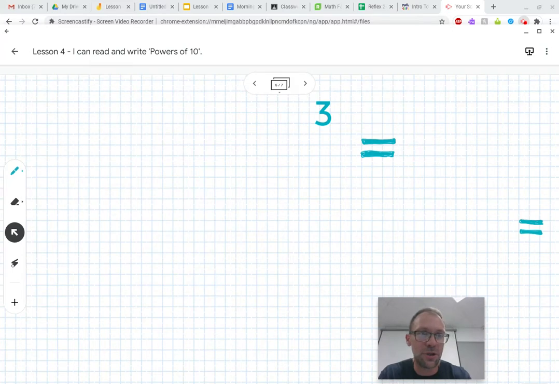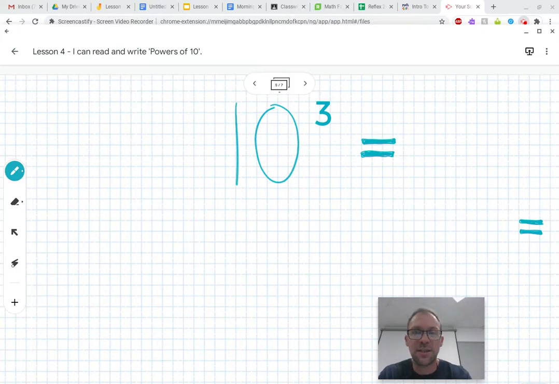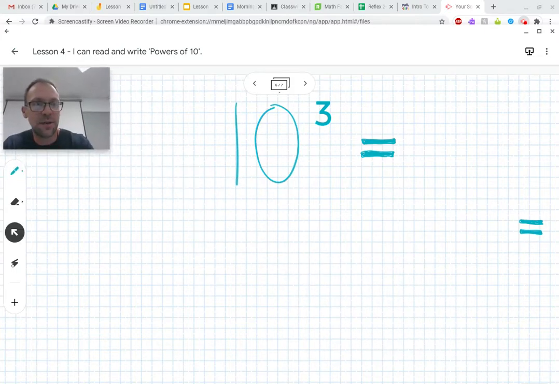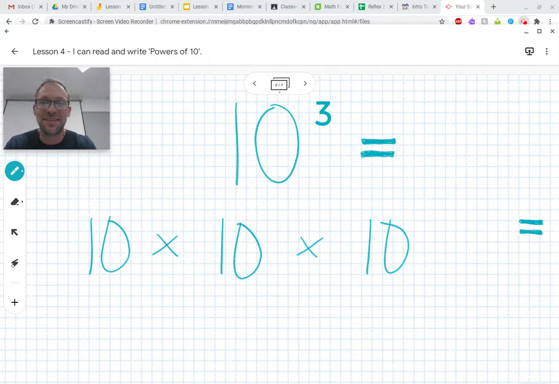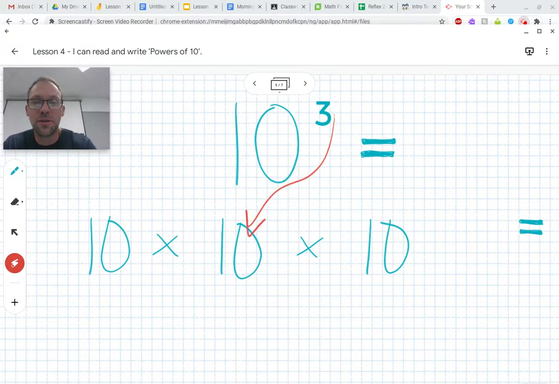Okay, now I'm just going to write. Okay, let's see. What did I mess up? Okay, so there was a big 10 there. 10 to the third power is equal to 10 times 10 times 10. 3 tens. So the exponent 3, 1, 2, 3 tens.